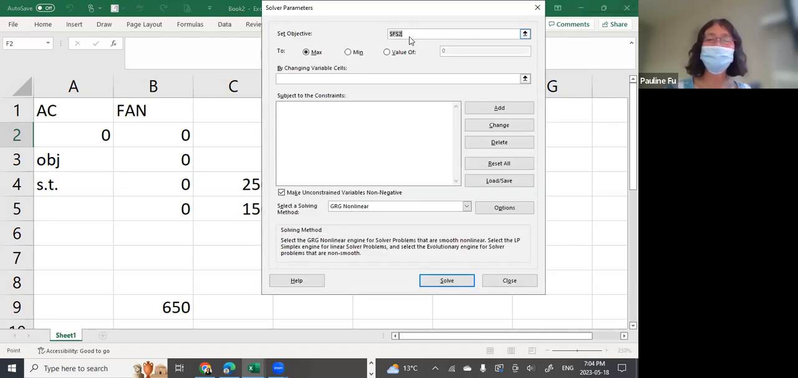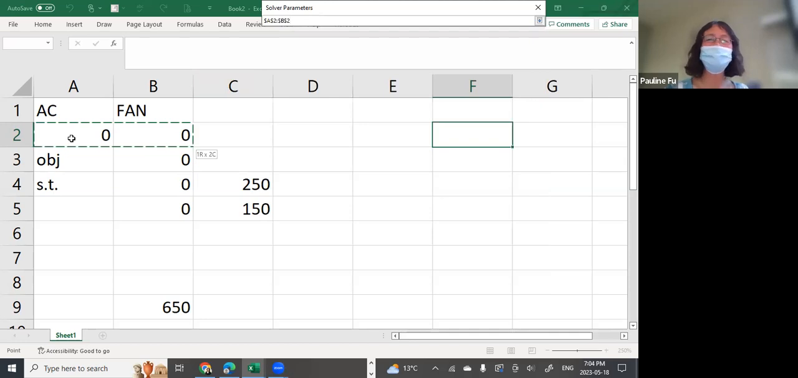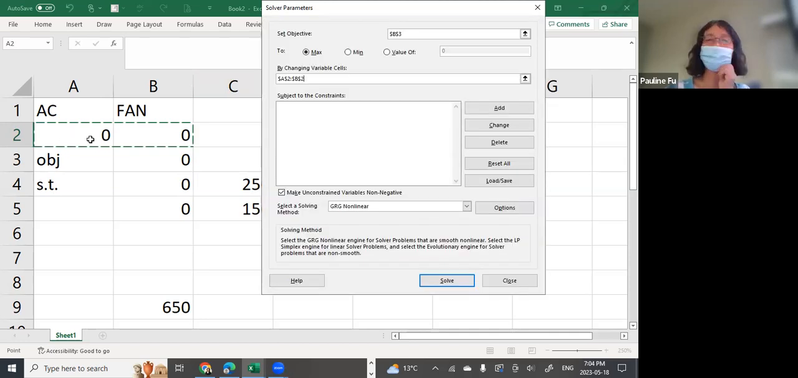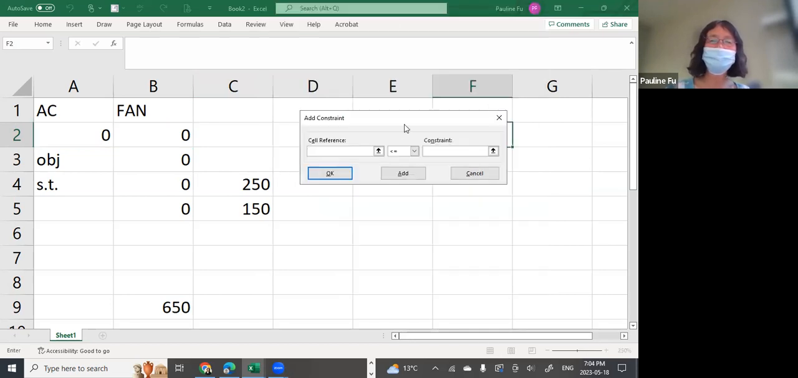Set objective function. So remember B3 is my objective function, to maximize. By changing cells A2 to B2. A2 is X, B2 is Y. I want to solve for X, Y. Subject to constraints, so I press the Add button. This wiring time, smaller or equal to 250. I click Add. Next, drilling time is here, smaller or equal to 150. I click OK.